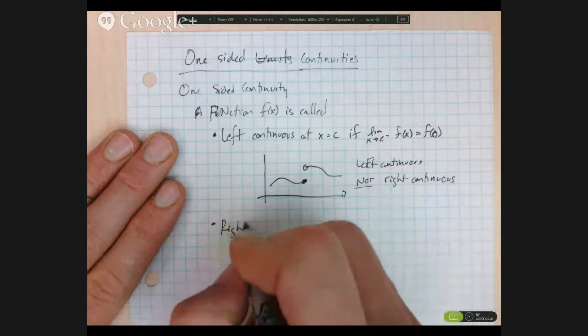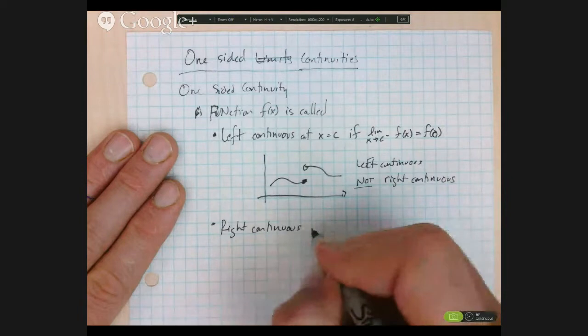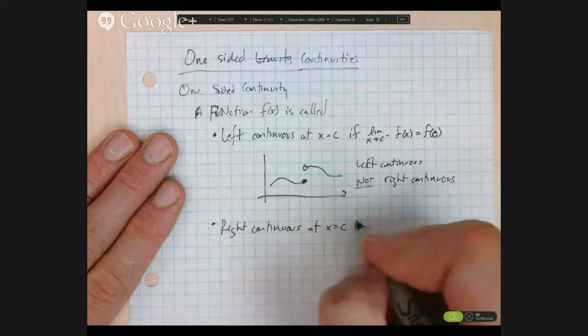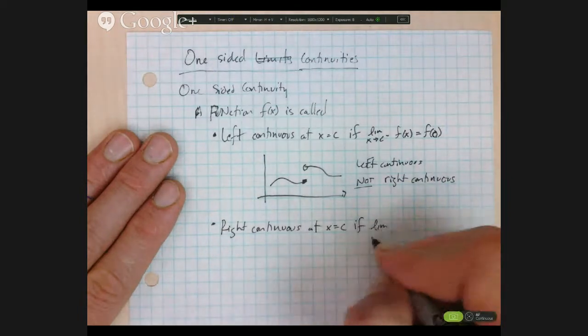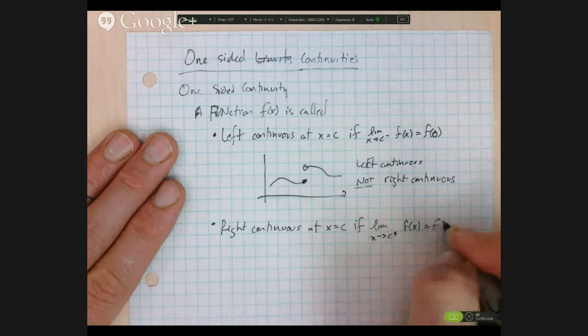Okay, so let's look at right continuous at x equals c. If the limit as x approaches c from the right of f of x equals f of c.